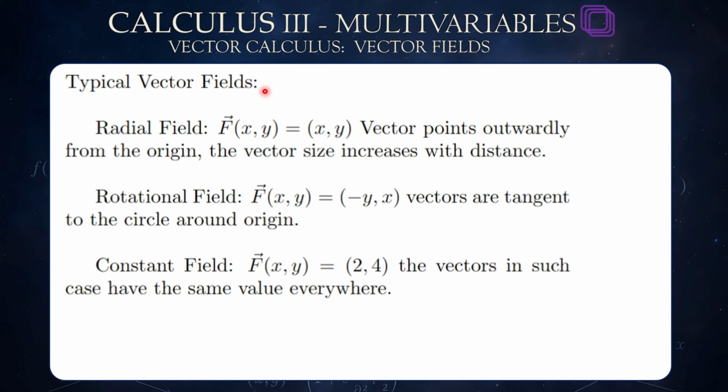Typical vector fields. Here we are presenting conventional functions of vectors that are often seen in nature. They are more common, so to speak. First, you have the radial field. F(x,y) is equal to (x,y). The vector points outwardly from the origin. For this vector field, the vector size increases with distance. Second, the rotational field, F(x,y) is equal to (-y,x). Vectors are tangent to the circle around the origin. And the constant field, F(x,y) is equal to (2,4), for example. The vectors in such a case have the same value everywhere, so it is a constant vector.